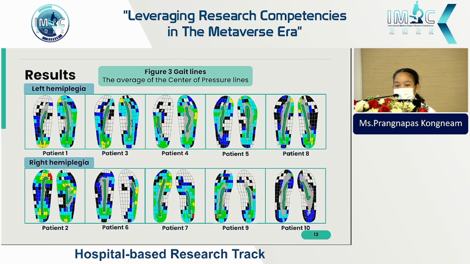And this figure shows the average of center of pressure lines, or what we call the gait line. You can see that the gait line of the hemiplegic sides was shorter compared with the non-paretic sides. And we could see that the line was asymmetrical between both feet.